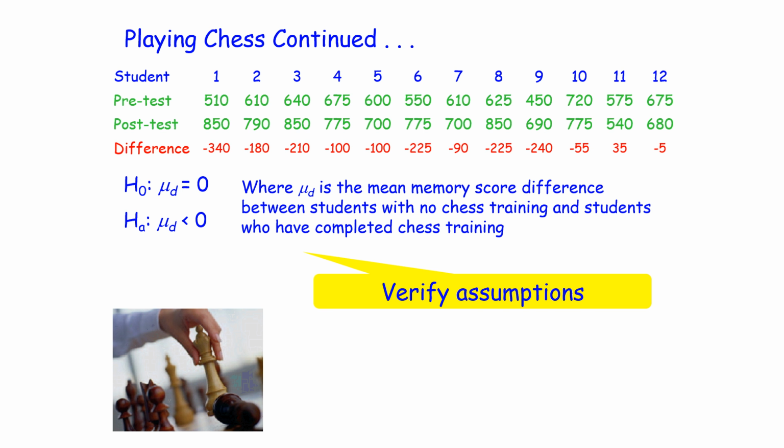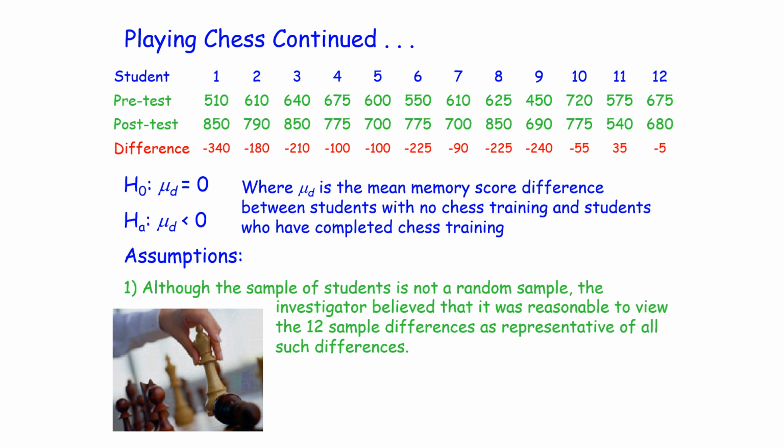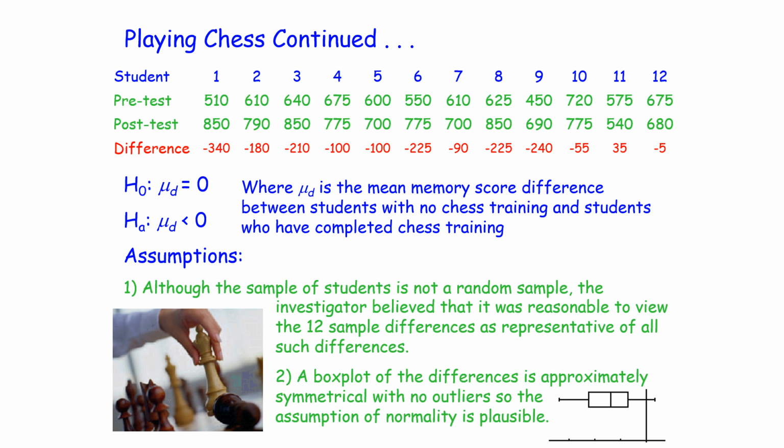Now we need to verify our assumptions. So although the sample of students is not a random sample, the investigator believed that it was reasonable to view the 12 sample differences as representative of all such differences. Second, a box plot of the differences is approximately symmetrical with no outliers, so the assumption of normality is plausible.